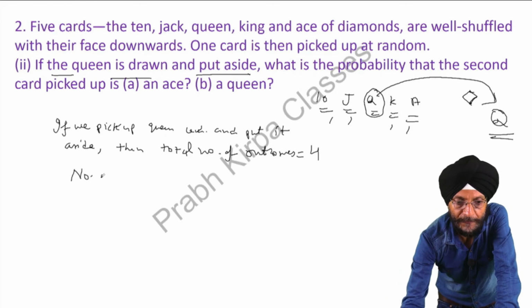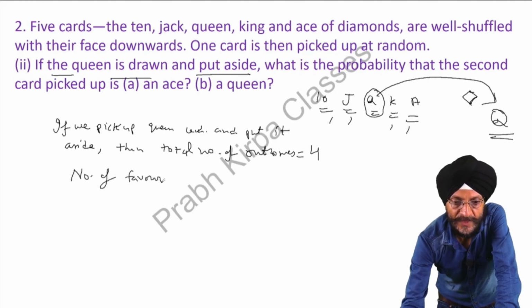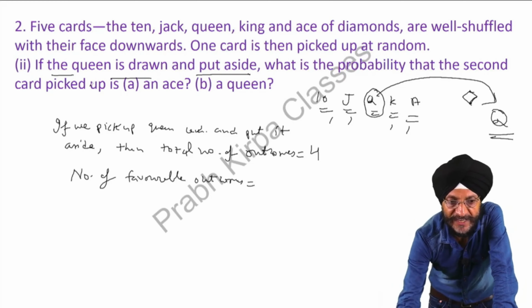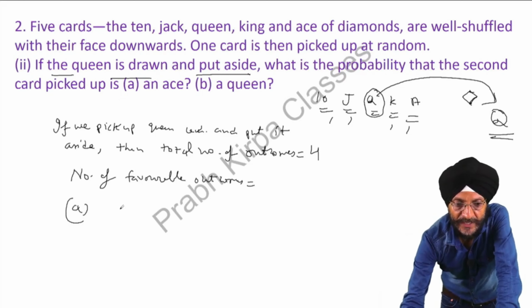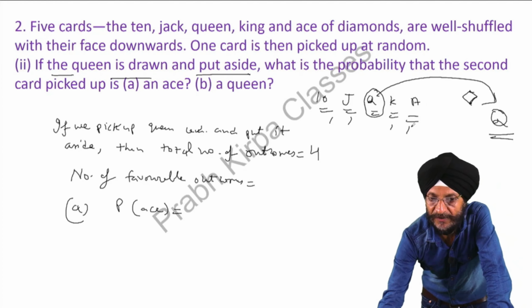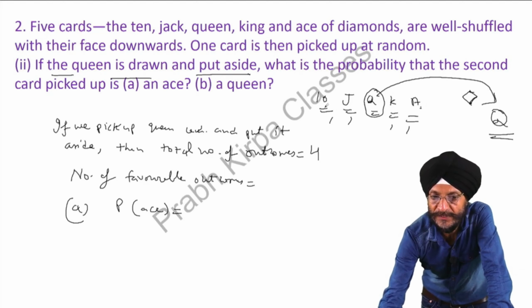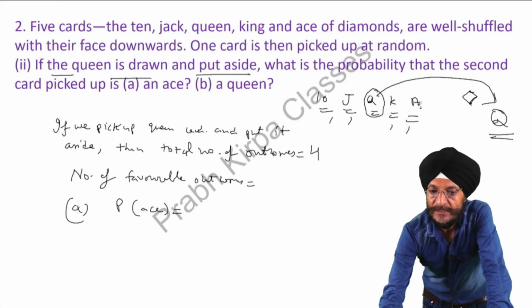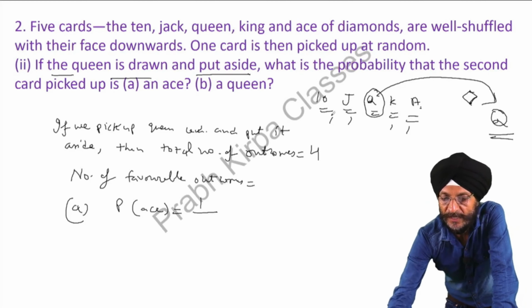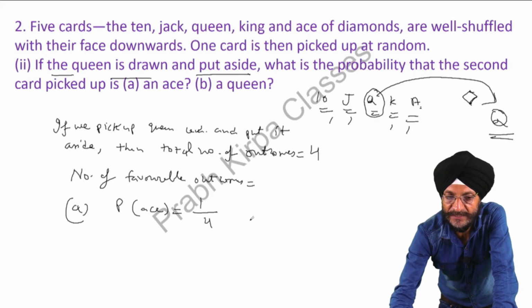Now the number of favorable outcomes. We have to find out the probability that the second card picked up is an ace. Probability of getting an ace. Ace cards are 1. You can find here that out of these balanced 4 cards, the ace card is only 1. So what is the total number of outcomes? There are only 4 cards balanced because the queen card has been put aside. So it is to be divided by 4. So the probability of getting the ace card is 1 over 4.